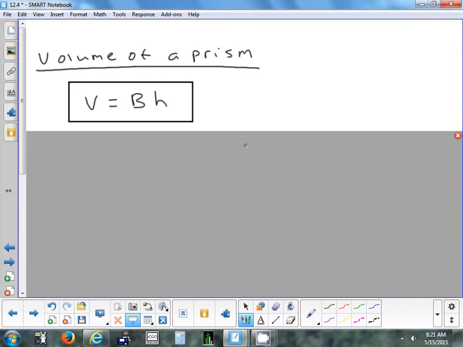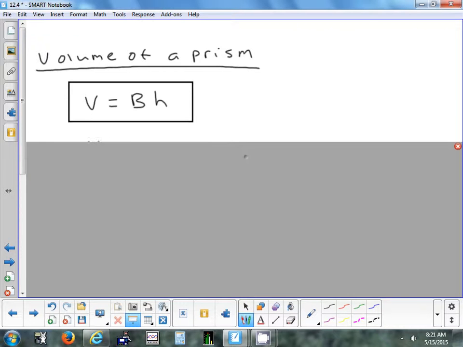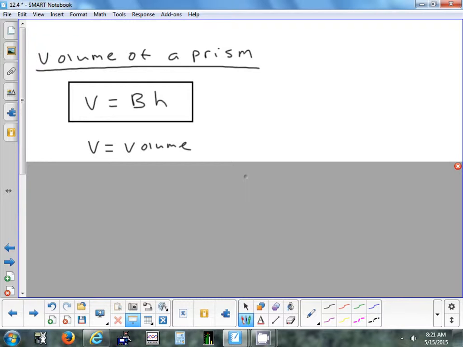All right, let's look at volume of a prism. This formula applies to every single prism you ever come across. What changes every time is B. Okay, so V is volume, H is going to be height. What do you think B is?